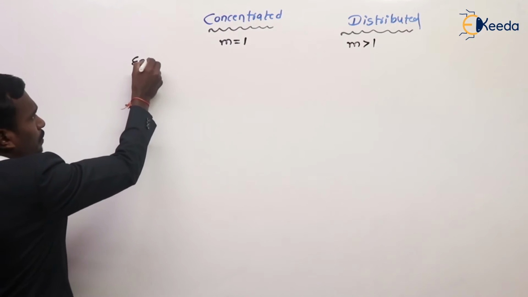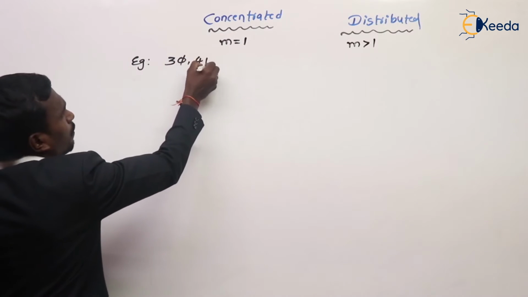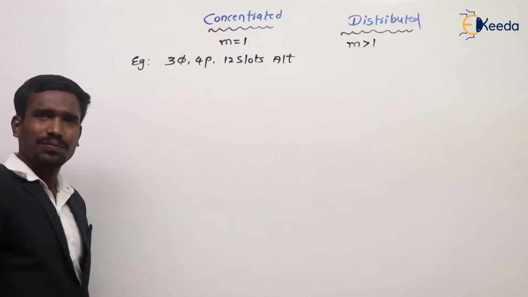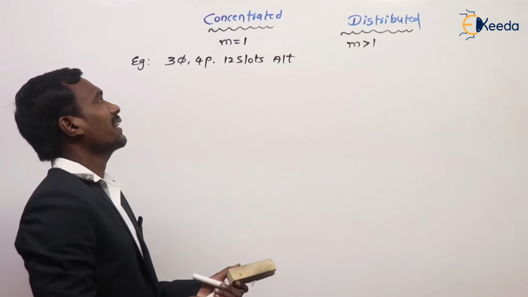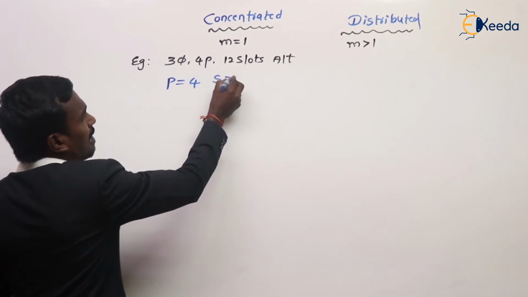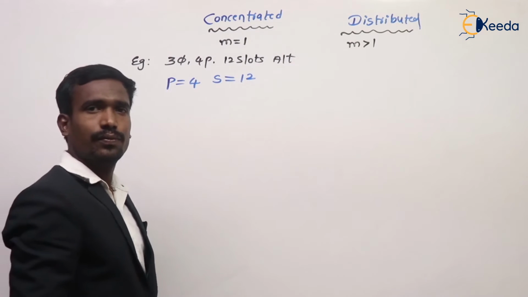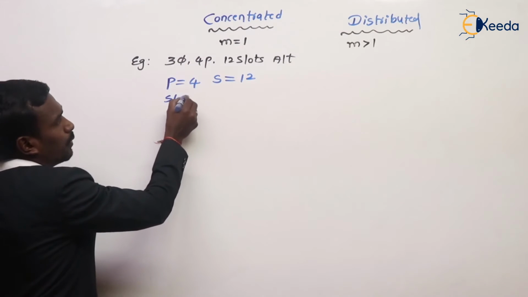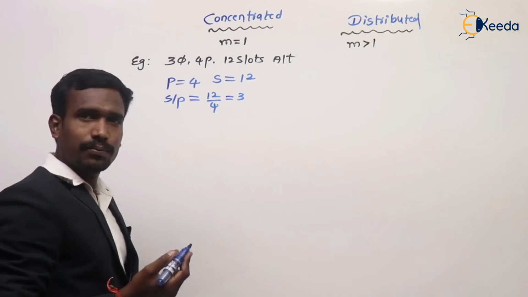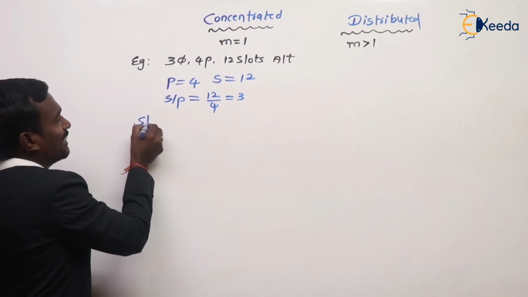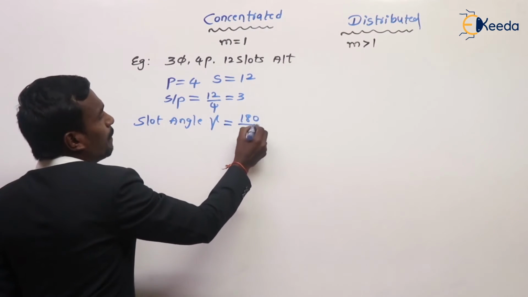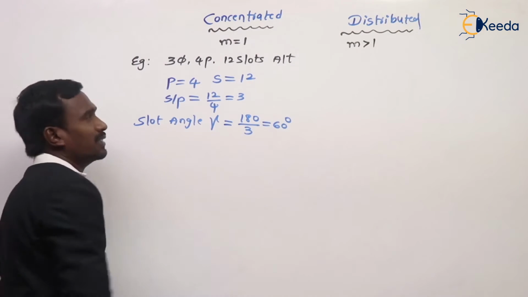Take the example: a 3-phase, 4-pole, 12-slot alternator. Let's check whether this is concentrated or distributed. How many poles are there? 4. How many slots? 12. Slots per pole is 12 by 4, which is 3. What is the slot angle? Slot angle gamma equals 180 upon slots per pole, which is 60 degrees.